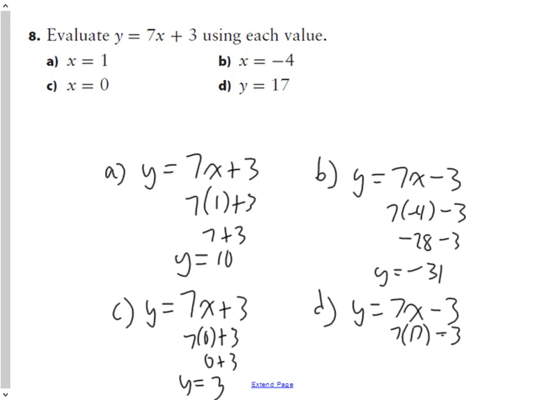10 times 7 is 70. 7 times 7 is 49, which means this is 119 minus 3, which means y equals 116.